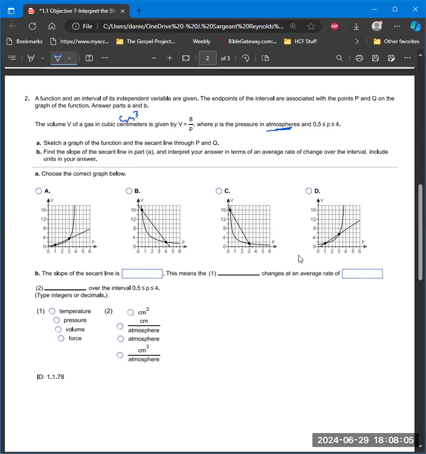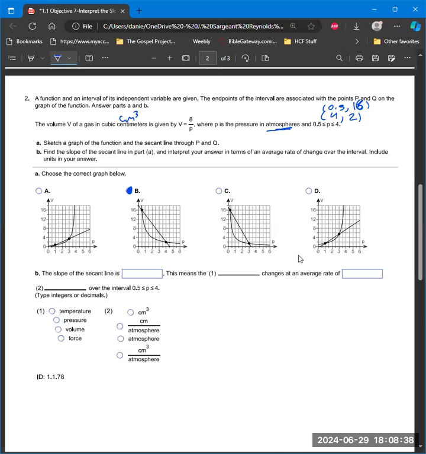So sketch the graph of the function and the secant line. Well, 1/2 matches up with 8 divided by 1/2, which is 16. And 4 matches up with 8 divided by 4, which is 2. So I should have (1/2, 16) and (4, 2). This should be a decreasing function. That looks like B to me.